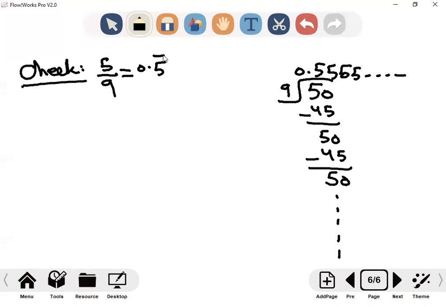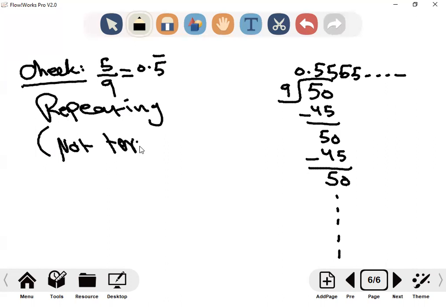Terminating or not terminating? Not terminating. We can say it is not terminating, or between parentheses, repeating. It's the same. So I will say repeating decimal, or not terminating. It's the same idea. Got it? Done?